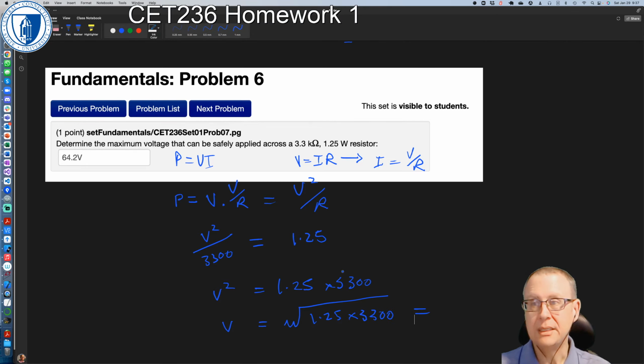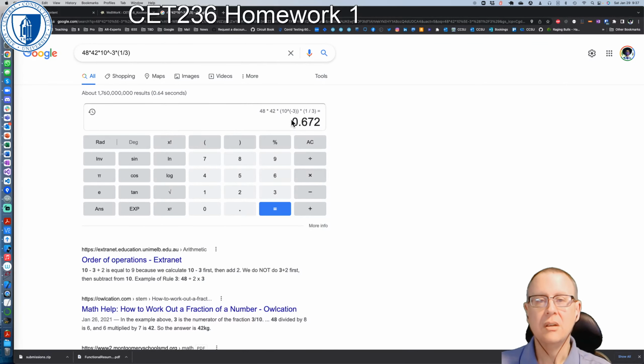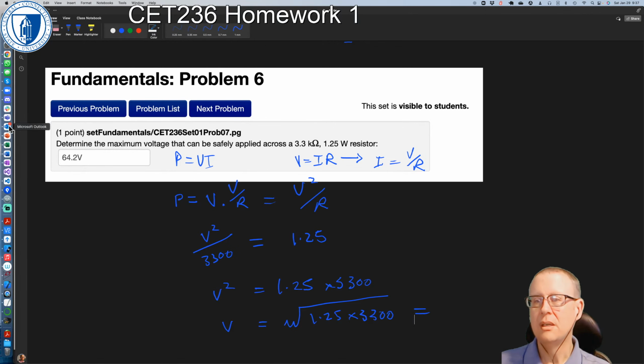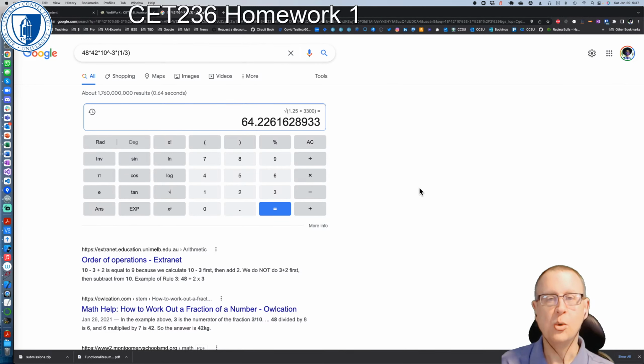And let's see if we can put that into Google. Right, so 1.25 times 3300, is that it? And there's a number, and then we can take the square root of that. Nope, didn't like that for some reason. Maybe I gotta do the square root. 1.25 times 3300. There we go. Right, it's 64.2.